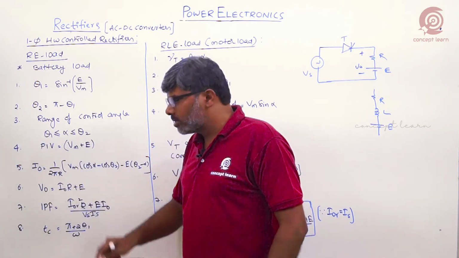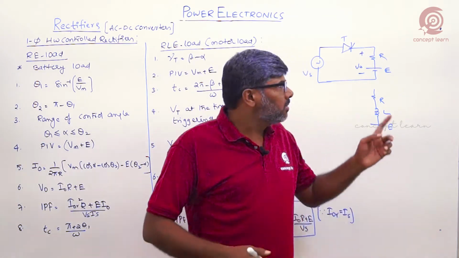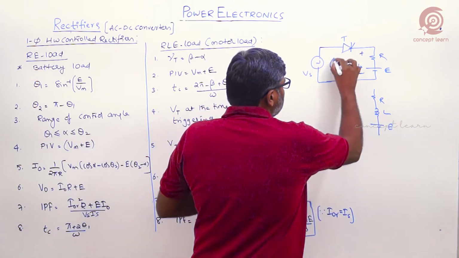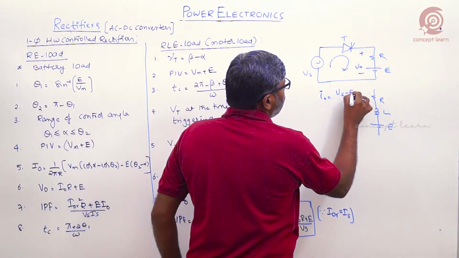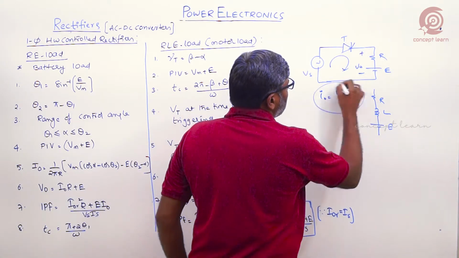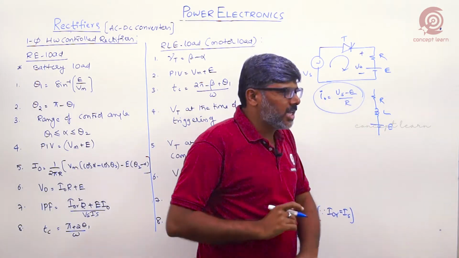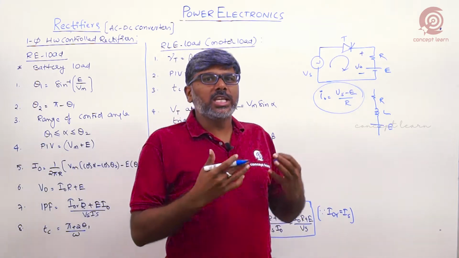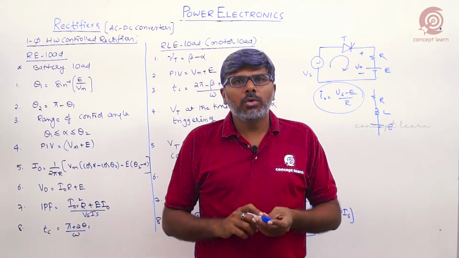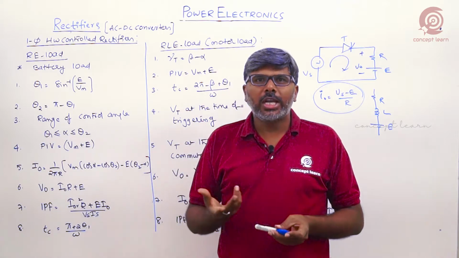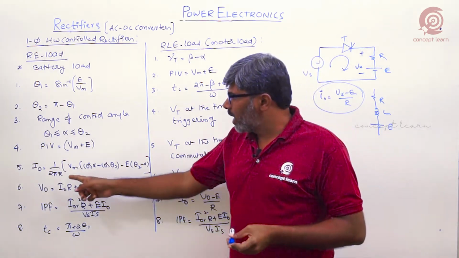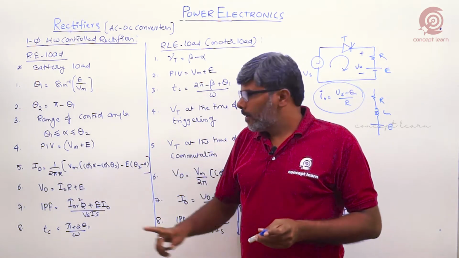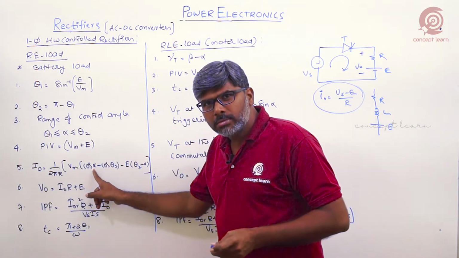How do we get this? What is I0 in this connection? I0 is equal to Vs minus E by R, that is, Vm sin omega t minus E by R. So this is the instantaneous current. Now use the standard formula to calculate the average, 1 by T integral 0 to T of i(t) dt. Then we get this expression, where alpha is the control angle.